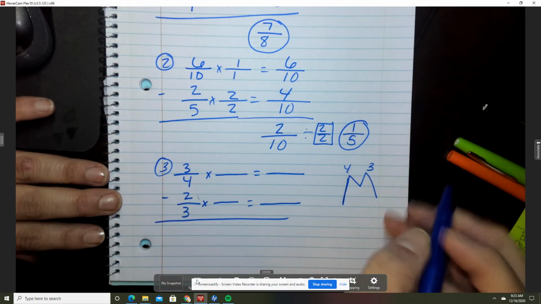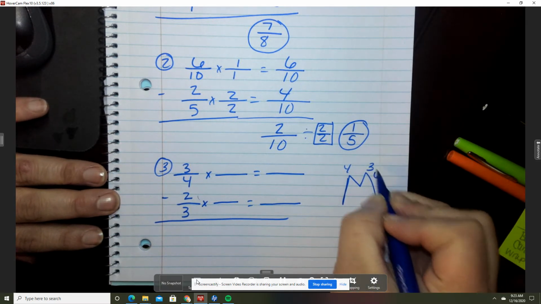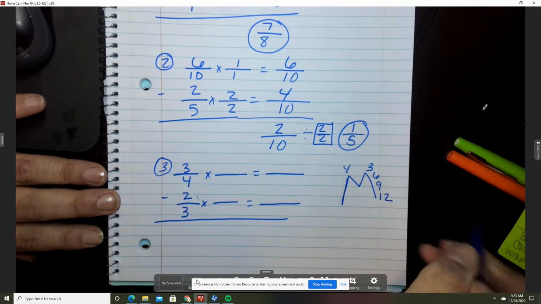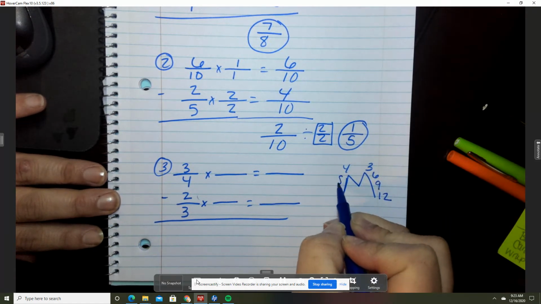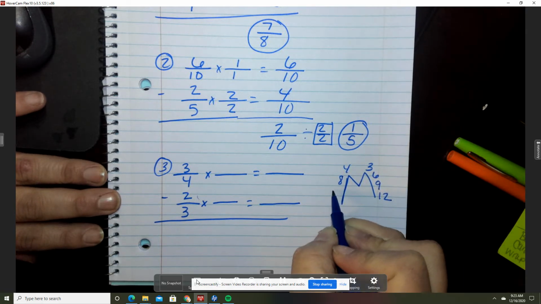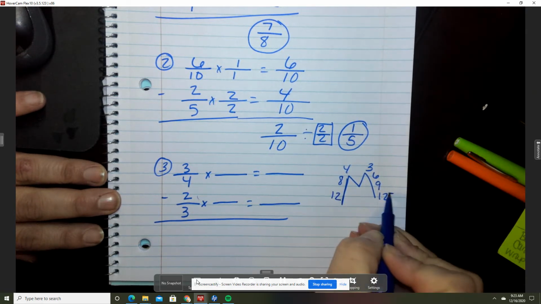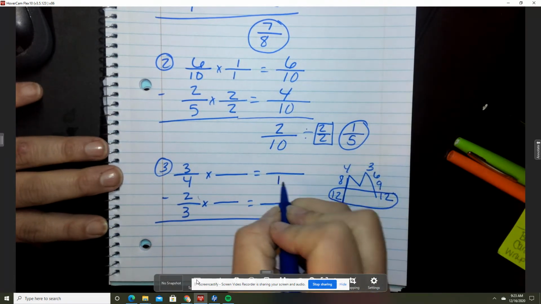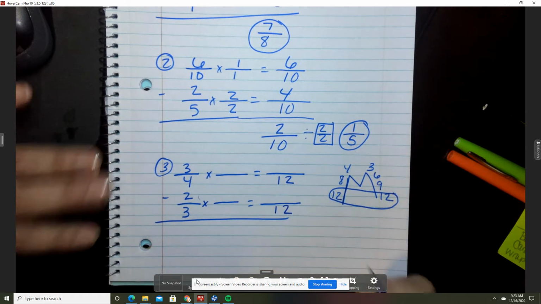So 3 times 2 is 6. 3 times 3 is 9. 3 times 4 is 12. We'll stop there. 4 times 2 is 8. 4 times 3 is 12. And we can stop there. 12 will be our least common multiple. So that is what we will choose to be our denominator.